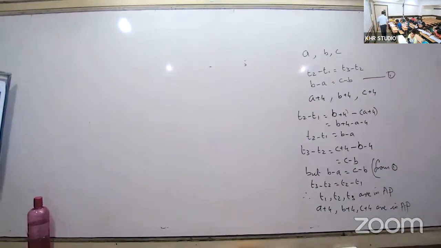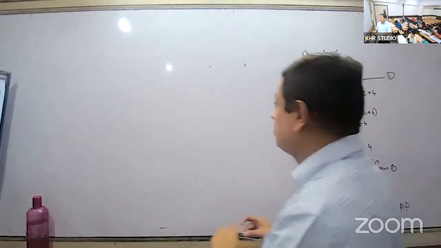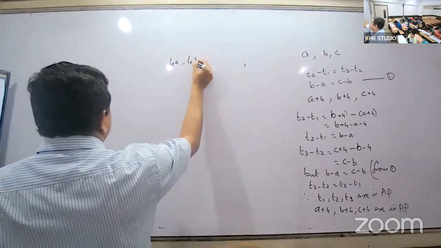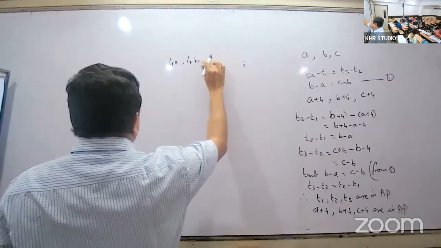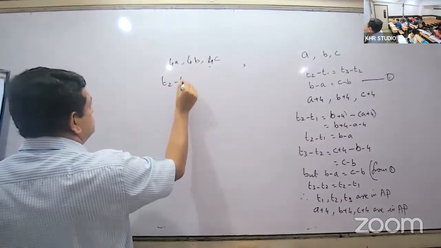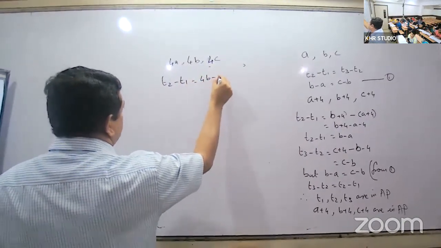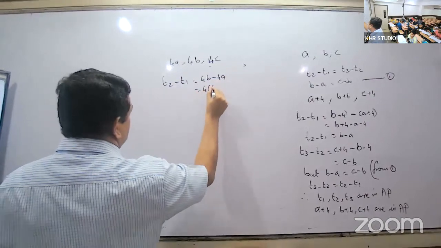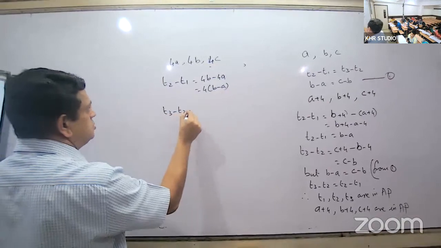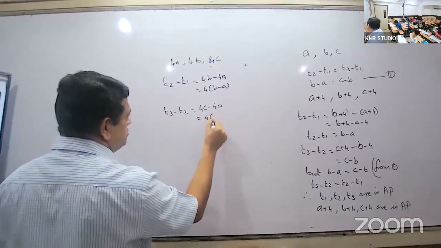Second part, got it? The terms are 4A, 4B, 4C. The same part only, have you noticed? So you must have got T2 minus T1. T2 minus T1 is equal to 4B minus 4A. That is the same as 4 times (B minus A). Then T3 minus T2 is 4C minus 4B, that is the same as 4 times (C minus B).